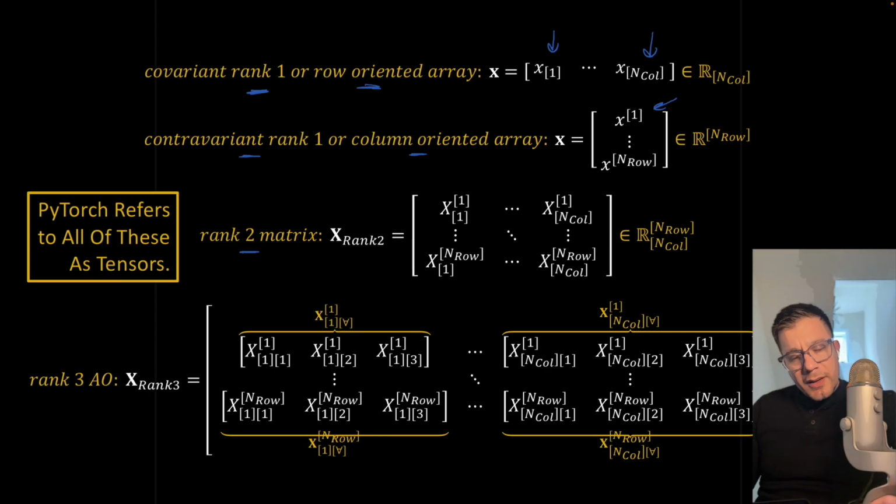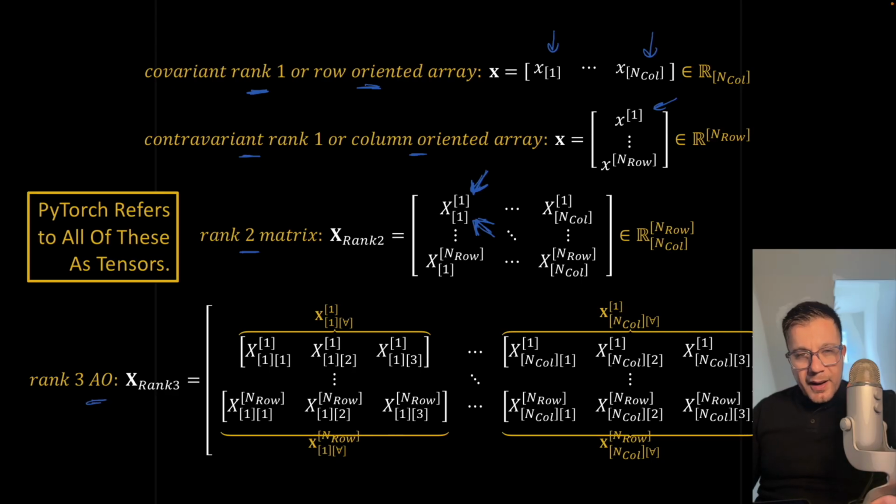A rank 2 matrix is shown here. We could also call that a covariant rank 1, contravariant rank 1 algebraic object. And for this, we need two indices in order to identify an element. According to the notation that we use, the superscript index indicates the row number, and the subscript indicates the column number. So this represents the contravariant index, and this represents the covariant index.